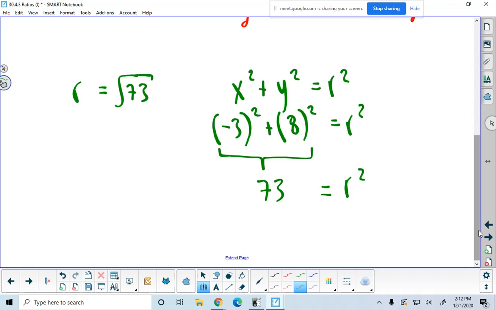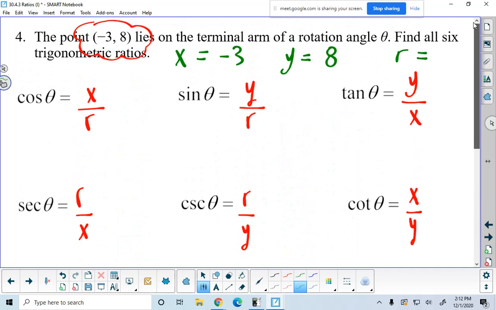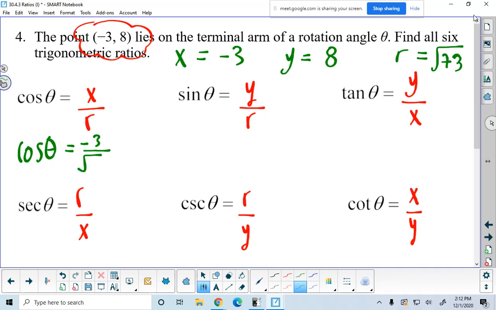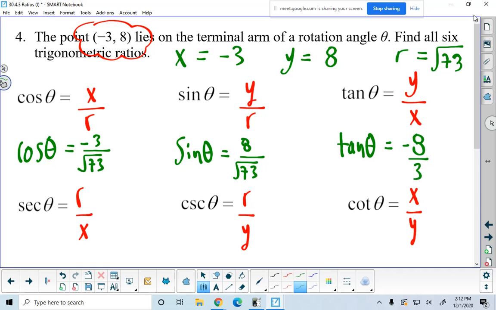It's a positive number. So now, this is really simple, but I feel as though I'm packing in a lot of information. What is cosine of theta going to be? -3 over root 73. X over r. What is sine going to be? 8 over root 73. What is tan going to be? Tangent of theta will be y over x, which will be 8 over -3. But again, I just prefer to put that negative on the top.